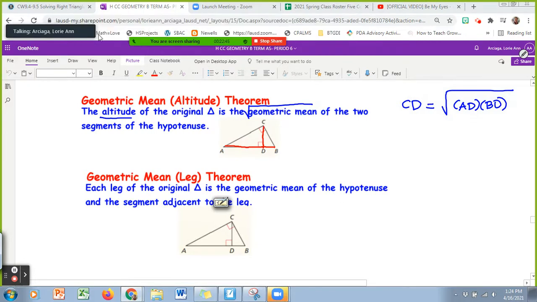Okay, let me just give a quick overview so whoever watches it later will have an understanding what we're doing. So these are the two geometric mean theorems that we're going to talk about. The first one teaches you how to find the altitude of a right triangle, and in this case, CD is the altitude, and it's equal to the geometric mean, so I put the square root right there, of two segments of the hypotenuse, which are AD and DB.